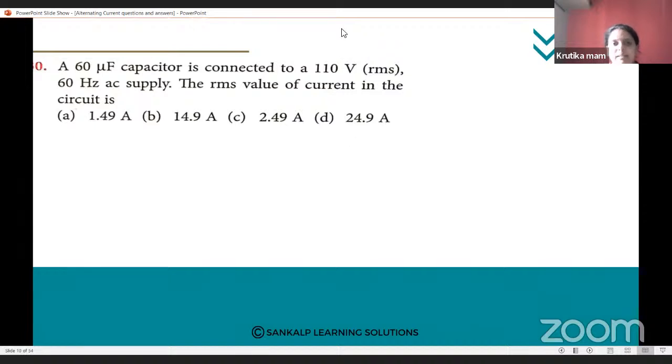Hope everyone got the answer. No need to simplify this. IRMS is equal to VRMS divided by R, and here the R is XC. So you have to find XC and keep it. Hope you will try it. Option C will come, see. I am going for the next question.